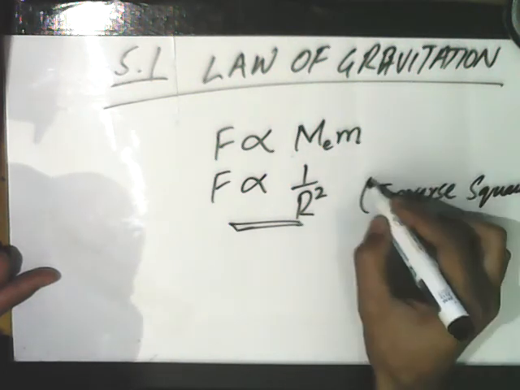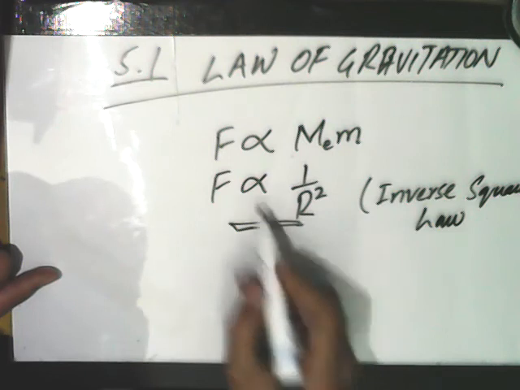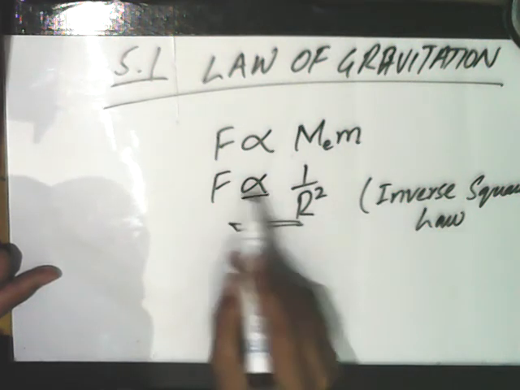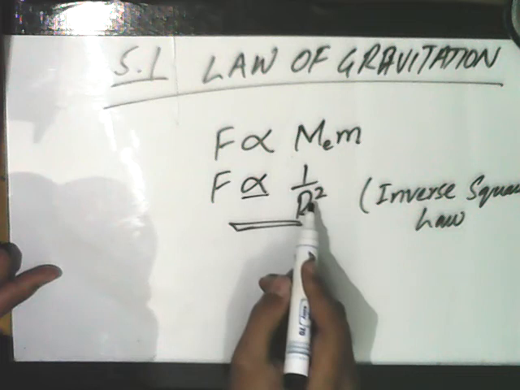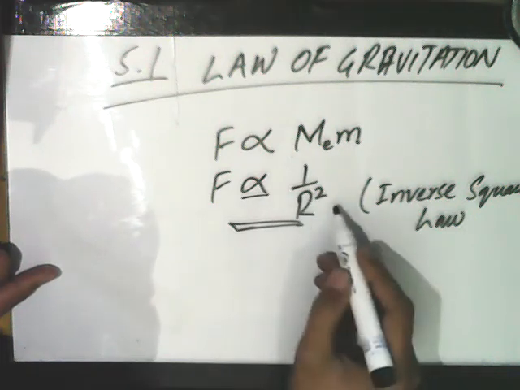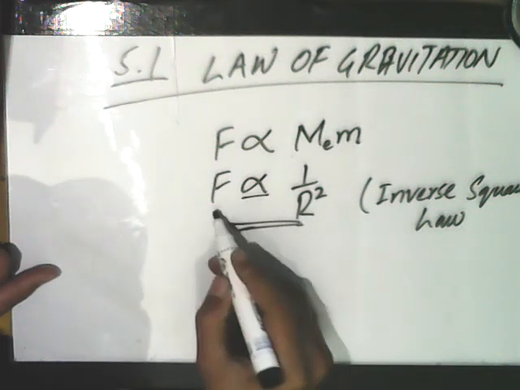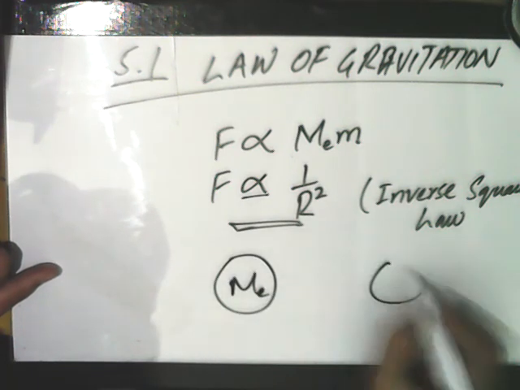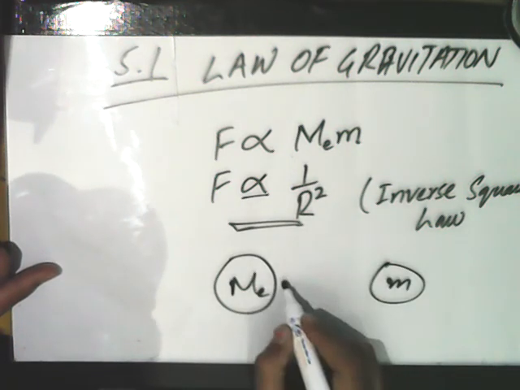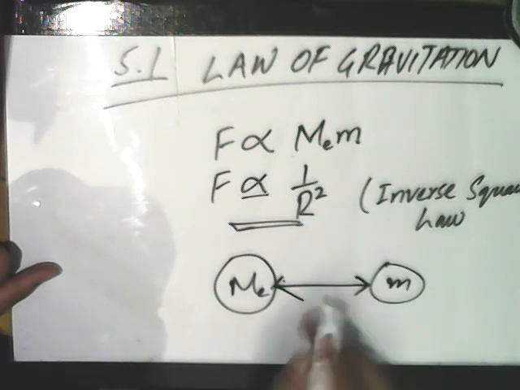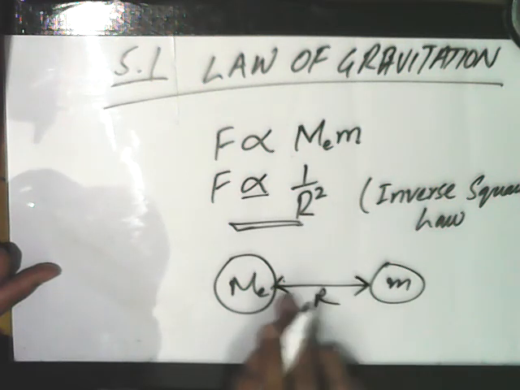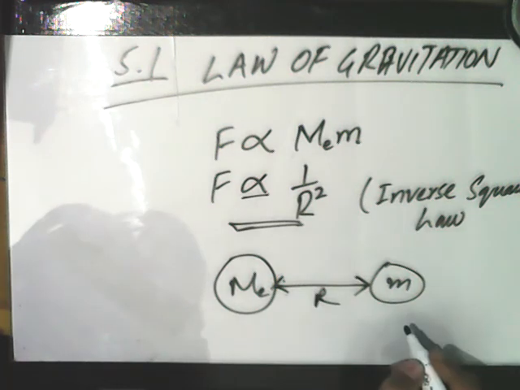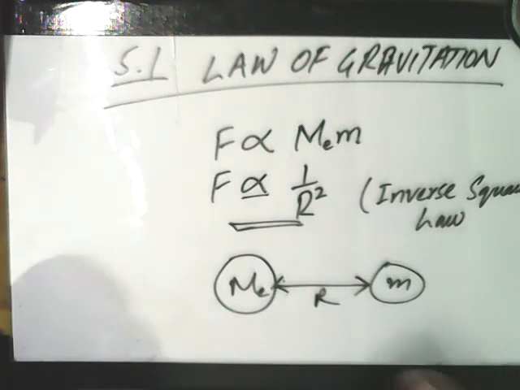And why is this called an inverse square law? Because we do know that inverse proportions always decrease when the other quantity is increased. For example, if I increase the radius over here, the force would decrease. If I have the masses, capital M-E and small m, and I increase the distance between them, you would find that the force between them is also reducing.